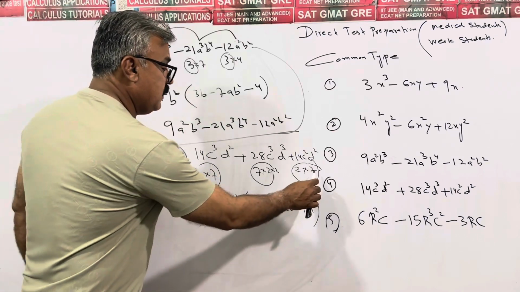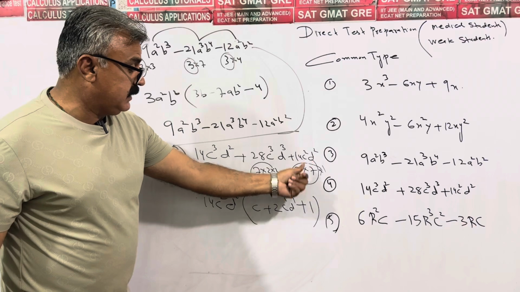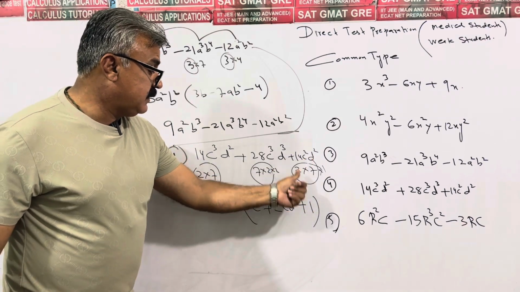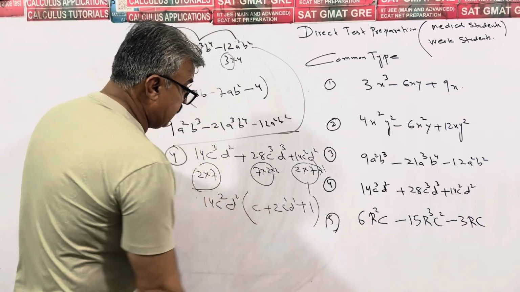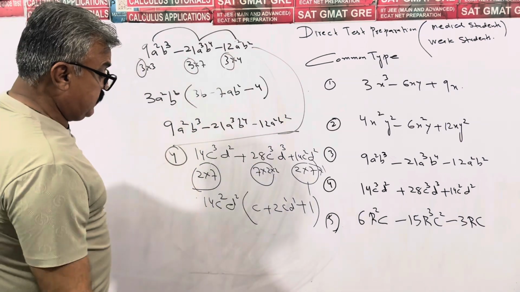1 is always a factor present everywhere. 14 c square d square common. Nothing remains means 1. Essential point to be kept in mind for the beginners. Again, multiply in retrospective fashion.